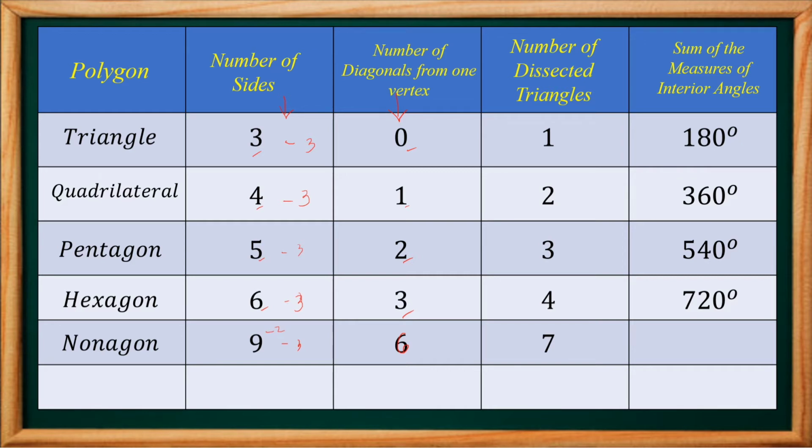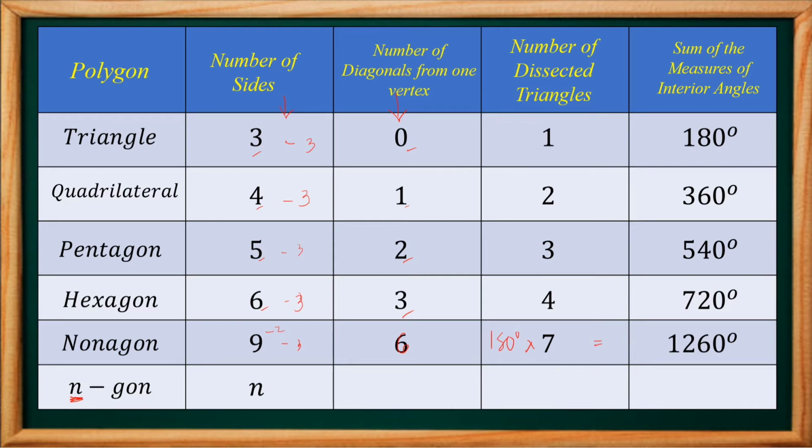Since we have 7, then for the sum of the measure of the interior angles, how many triangles do we have? 180 times 7. Then, what is the answer? 1,260 degrees. Okay, how about if we have an n-gon? It means we don't know the number of sides. Simply, the number of sides is n, because that is an n-gon.